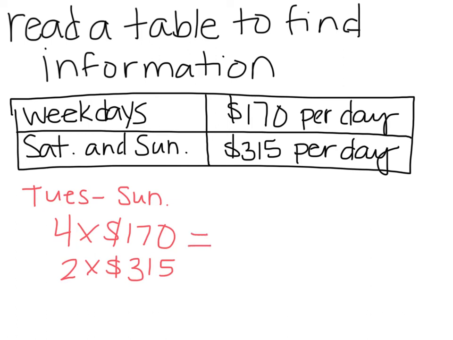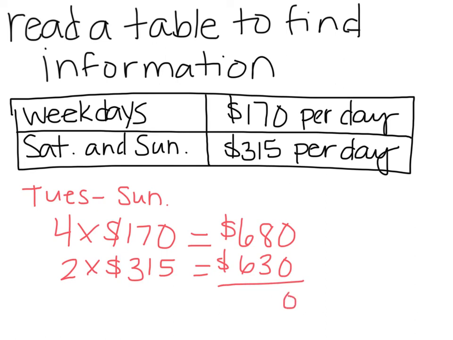4 times 170 gives us a product of $680. And 2 times $315 gives us a product of $630. So Mrs. Jensen's weekly paycheck is valued at $1,310.